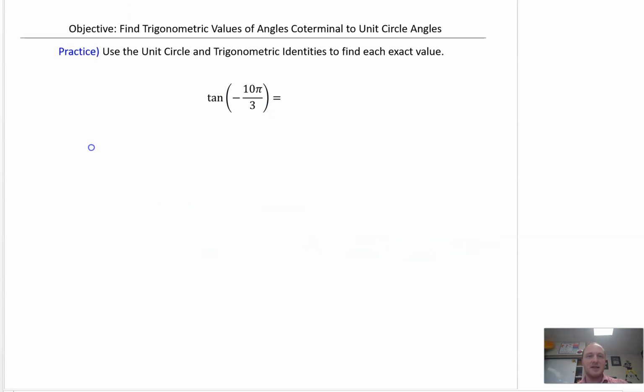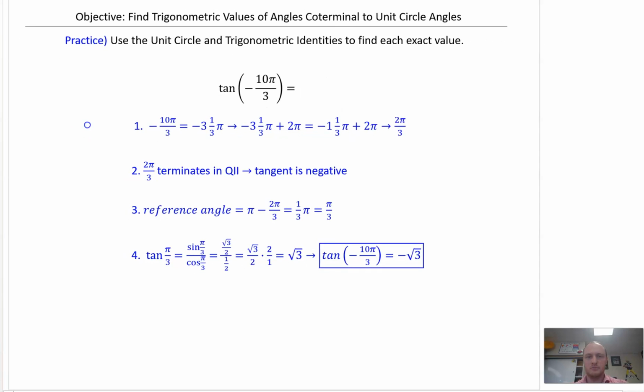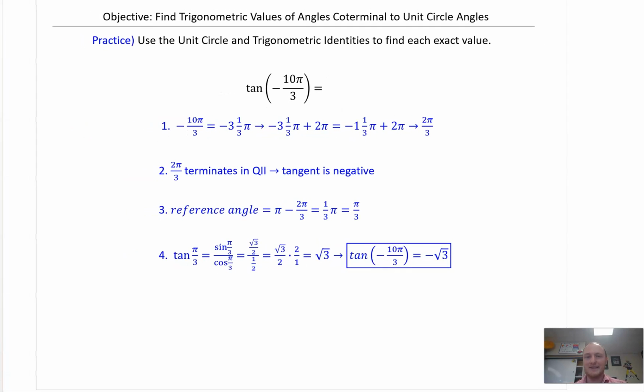All right, here's the last example. Please pause the video and try this one. All right, and hopefully you paused it. Here's the solution. And that is it.